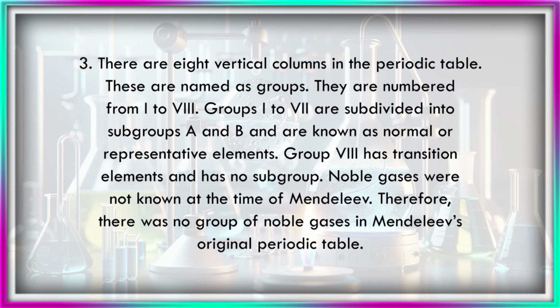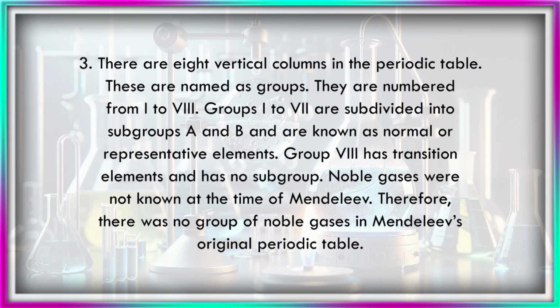3. There are 8 vertical columns in the periodic table. These are named as groups. They are numbered from I to 8. Groups I to 7 are subdivided into subgroups A and B and are known as normal or representative elements. Group 8 has transition elements and has no subgroup.